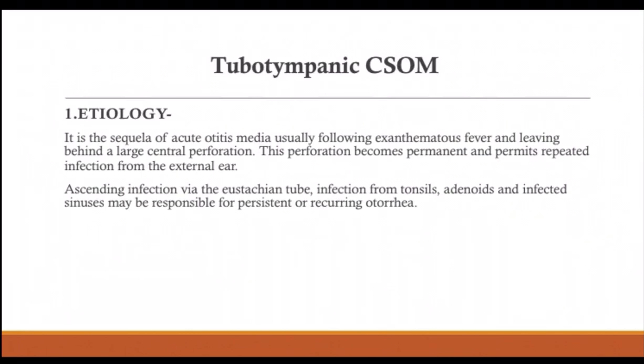Tubotympanic CSOM. Etiology. It is the sequela of acute otitis media, usually following exanthematous fever and leaving behind a large central perforation. This perforation becomes permanent and permits repeated infection from the external ear. Ascending infection via the eustachian tube, infection from tonsils, adenoids, and infected sinuses may be responsible for persistent or recurring otorrhea.